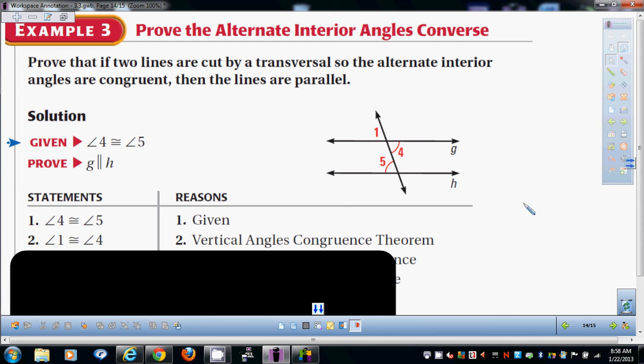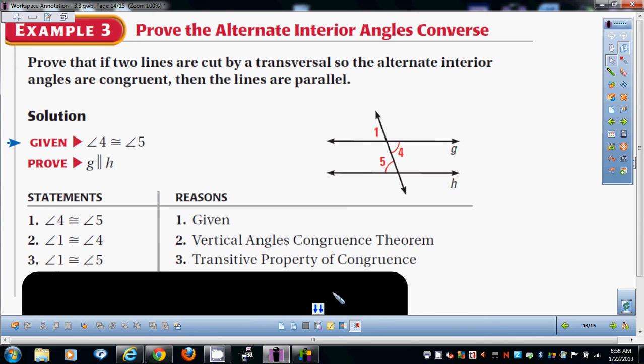Then once you know that 5 is congruent to 1, we can finish this thing up with the corresponding angles converse, that states if you have two lines cut by a transversal and their corresponding angles are congruent, which you've already shown, then the lines are parallel. We're going to do maybe 1 or 2 of these every day, and then maybe by your next test, you'll have enough to do one on your own.